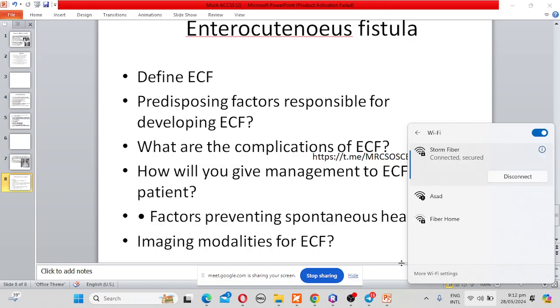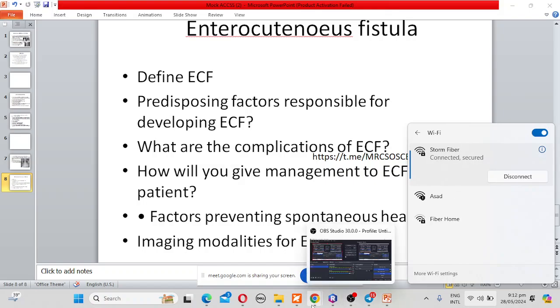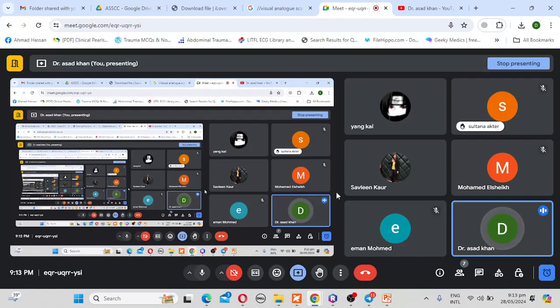Now, can you hear me? What are the investigations you would like to go for in this patient?